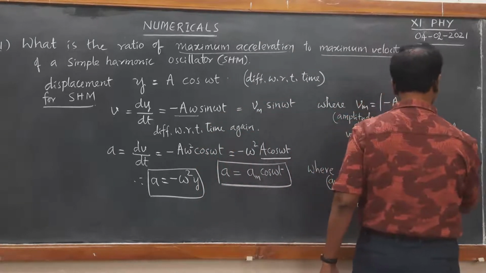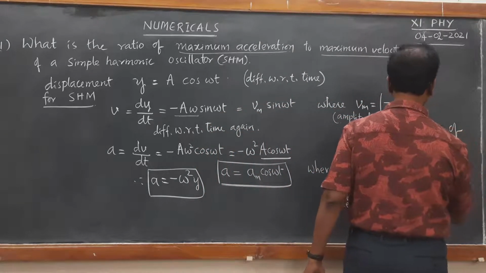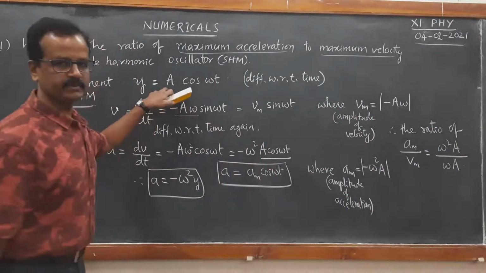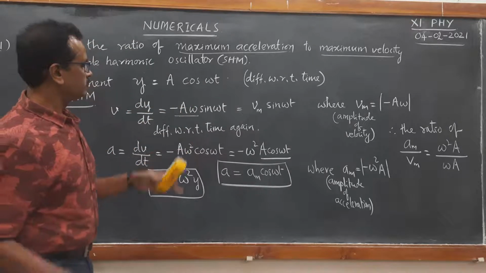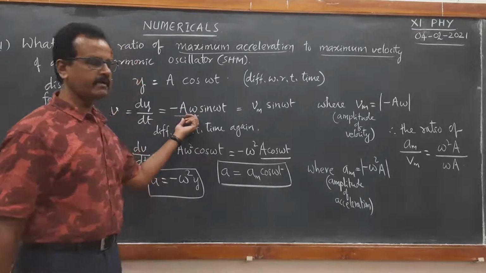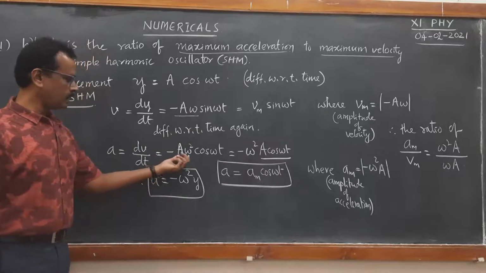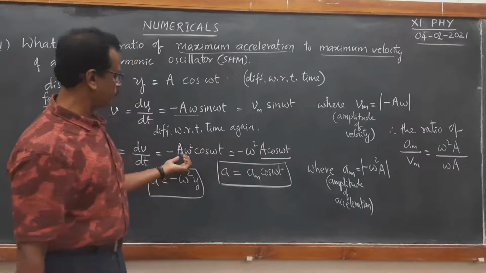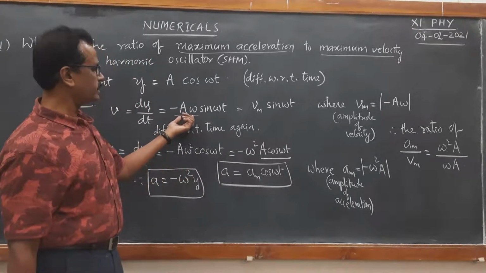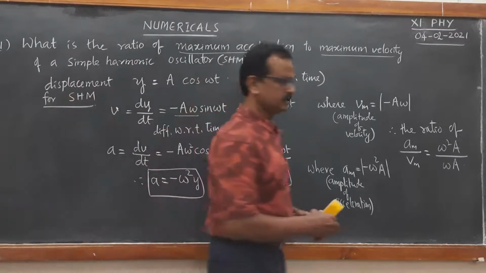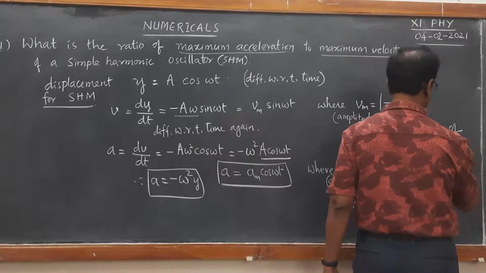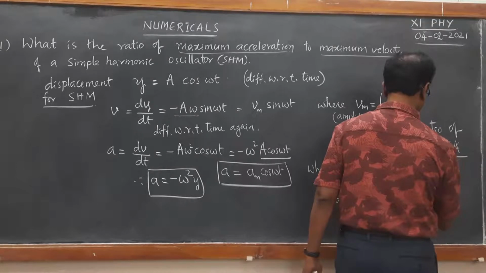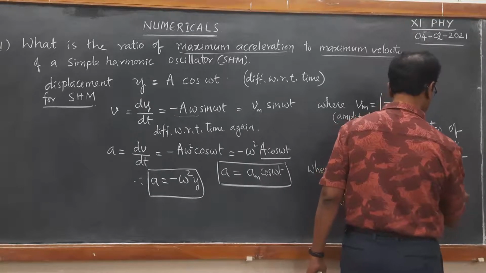Here A is the amplitude of displacement, omega A is the amplitude of velocity, and omega square A is the amplitude of acceleration. The ratio of omega square A to omega A is definitely omega. So omega A cancels with omega A. Therefore, the ratio Am by Vm becomes equal to omega.